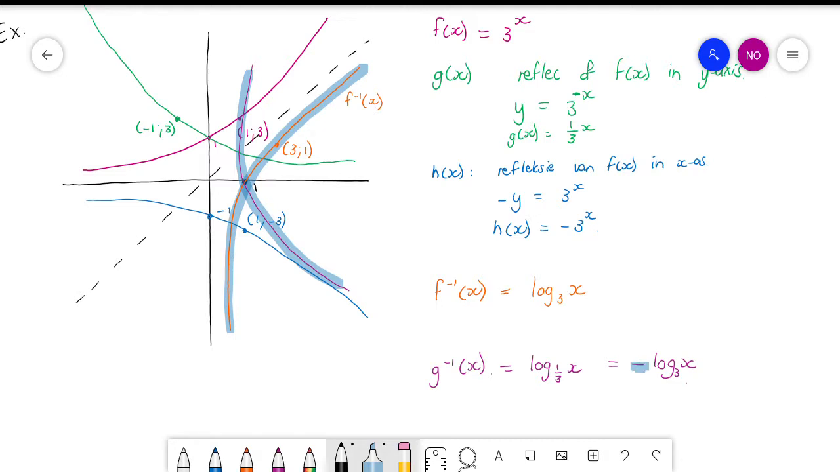Because they're just reflections of one another in the x-axis. Why? Because the original two functions, f of x and g of x, were reflections of one another in the y-axis. And when we do inverse functions, we swap x and y around.